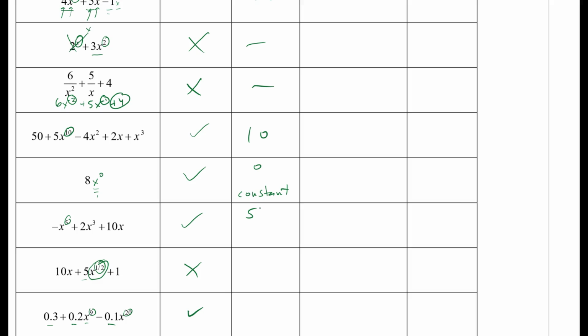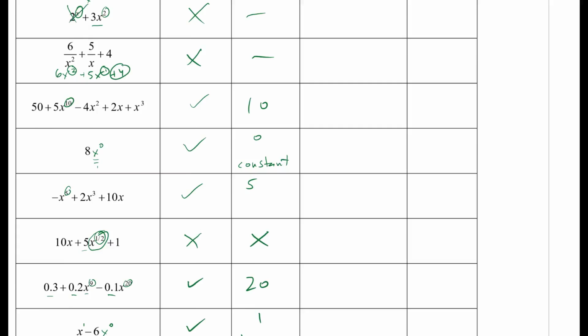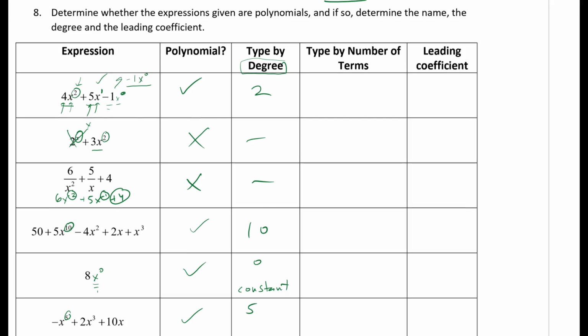This is a 5th degree polynomial, and this is not a polynomial. This is a degree 20, and then x minus 6, as long as you remember there's a 0 and 1 power here, this would be a 1st degree polynomial, which is also just called linear. And I guess this one we could say is also called quadratic. So that's how you find the degree: find the term with the highest exponent, and that exponent is the degree.